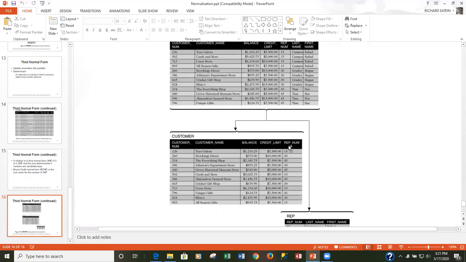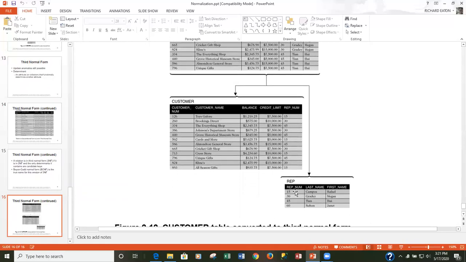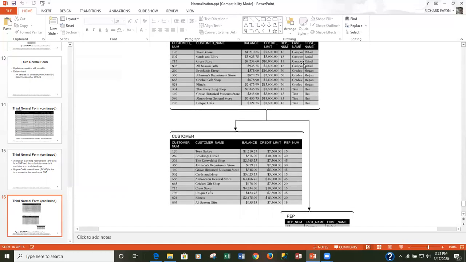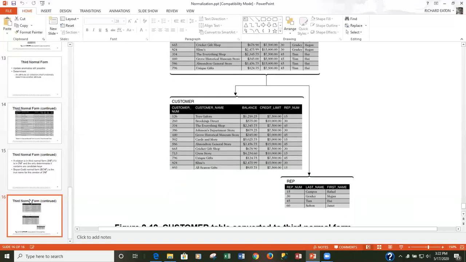Let me make this a little bit bigger so we can see it. So the solution here was to take these three columns and put them into a table down here. Make the primary key the rep num field, and the other two are non-key fields. And we took the first and last name columns out of the customer table. And so now the customer table has a primary key and four non-key fields that are fully dependent on the primary key. And that's third normal form.